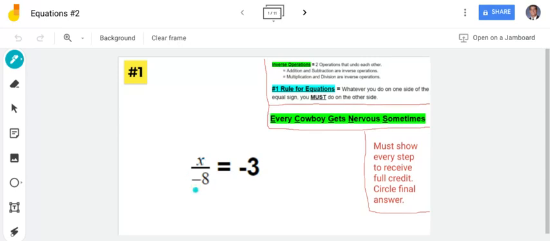Then after I look left, then I look right. On the right side, I only have one term, and that's -3. There are no other constants to combine it with. So I can't do step 2 either.